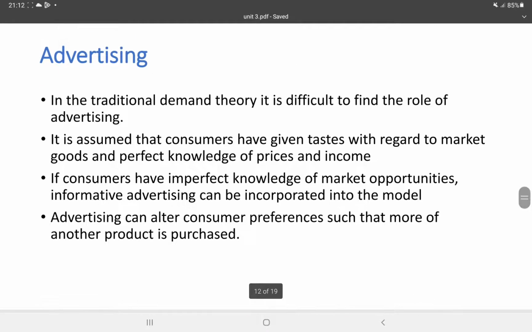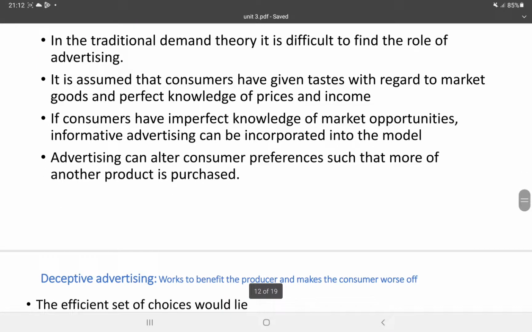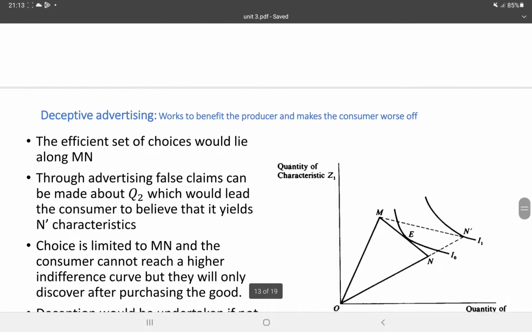Advertising: in the traditional demand theory, it is difficult to find the role of advertising. It is assumed that consumers have given tastes with regard to the market goods, and perfect knowledge of prices and income. If consumers have perfect knowledge of the market opportunities, informative advertising can be incorporated into the model. Now, advertising can alter consumers' preference such that more of another product is purchased.